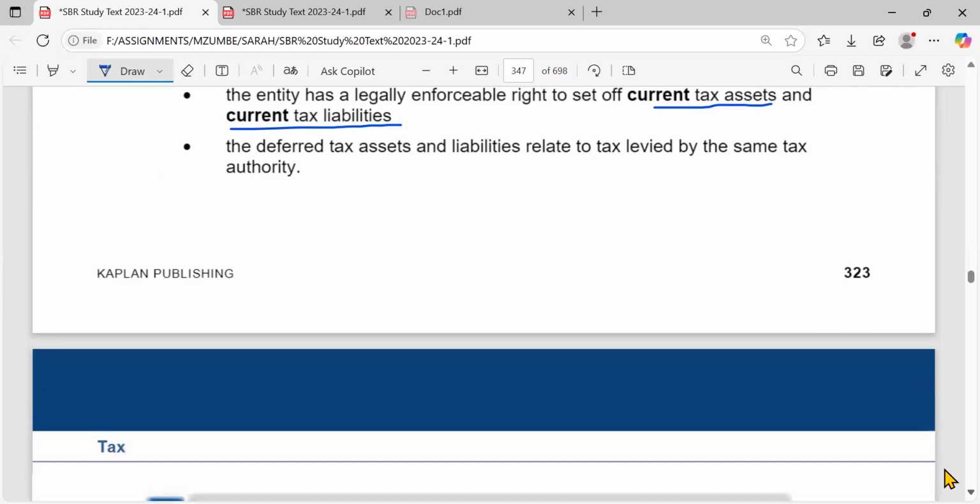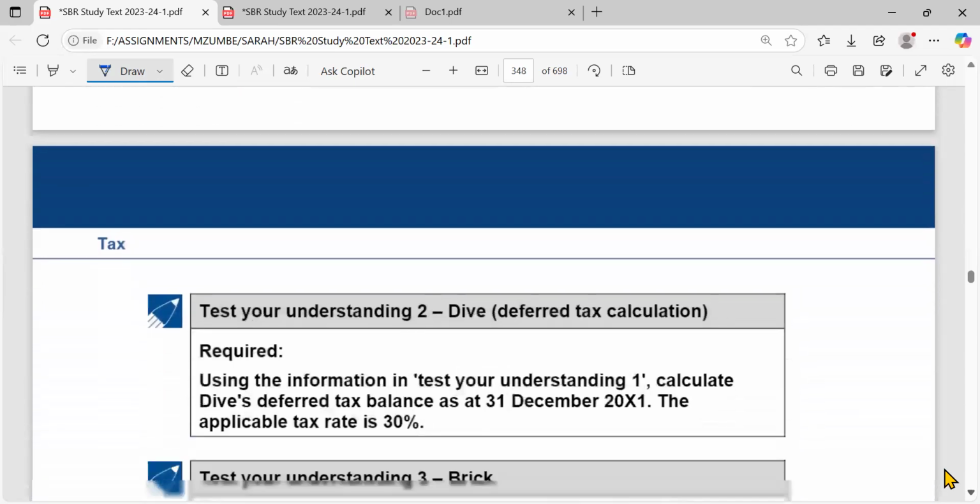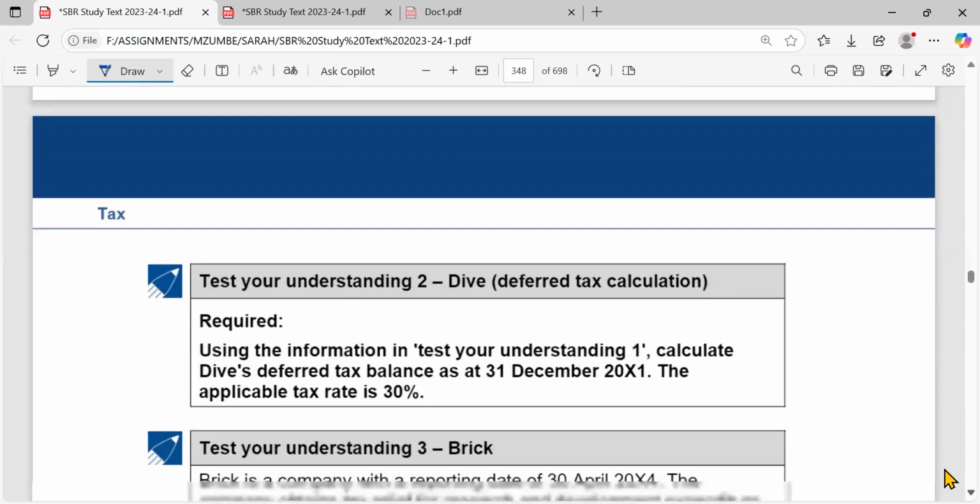Otherwise, you should explain each one separately. Okay, test understanding number 2. You are told, using the information in testing understanding 1, calculate the deferred tax balance as at 31st December 2021. The applicable tax rate is 30%. We're going to deal with the same question that we did previously, right?